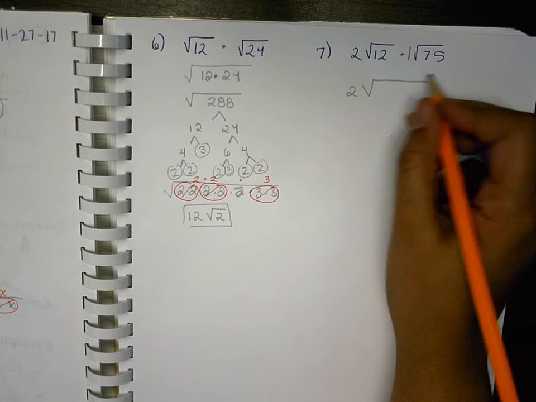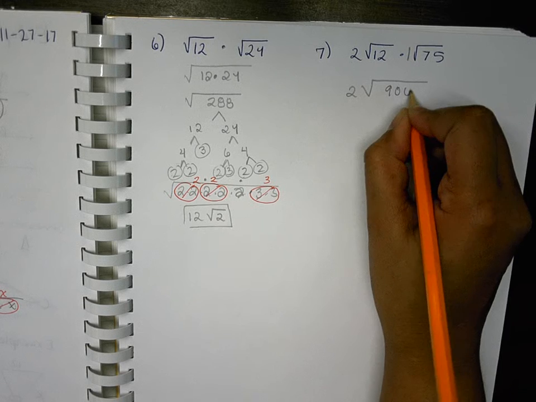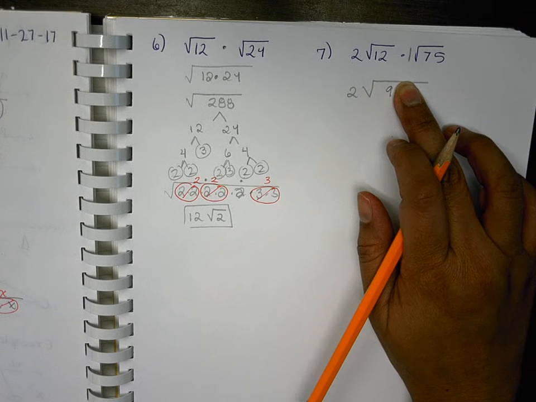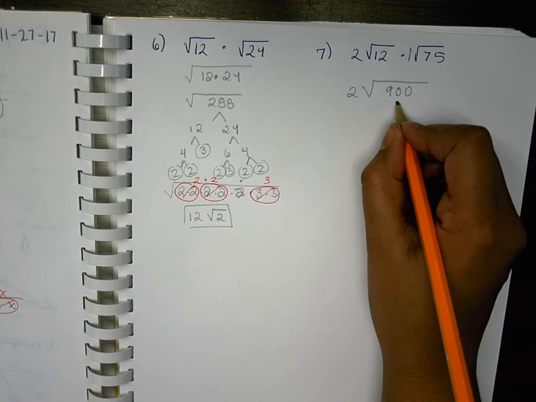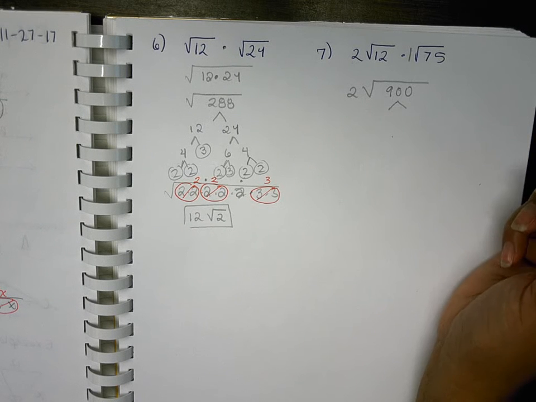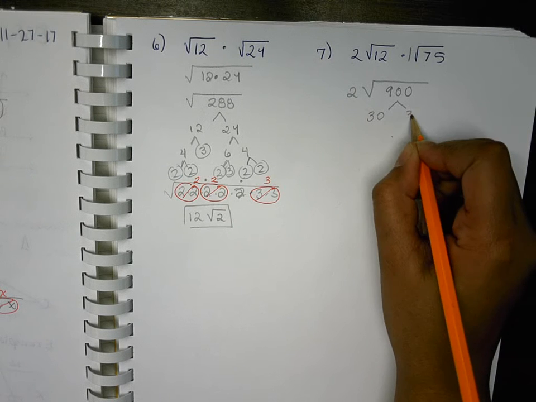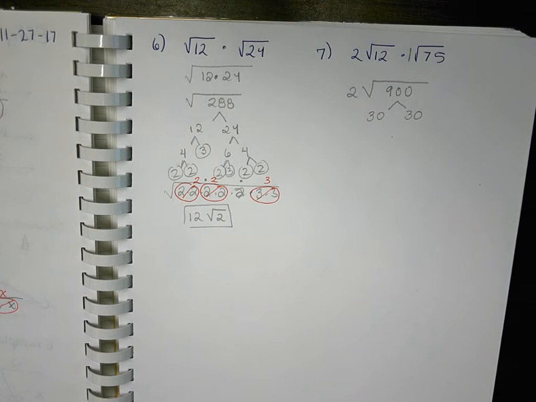What is it? 900. Now there's a reason. Because 900, I'm going to cover the zeros. What's the square root of 9? 3. So what do you think we should use for 900? Instead of 3, let's try a 30. Can you guys check if 30 times 30 is 900? You can probably do that in your head. It is.